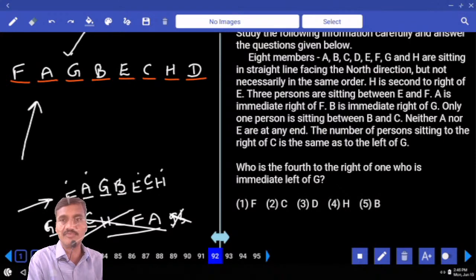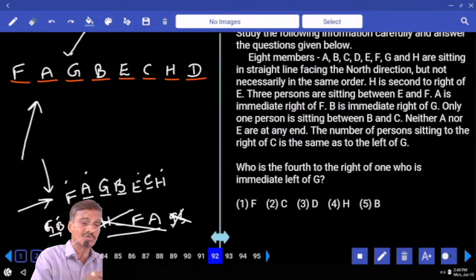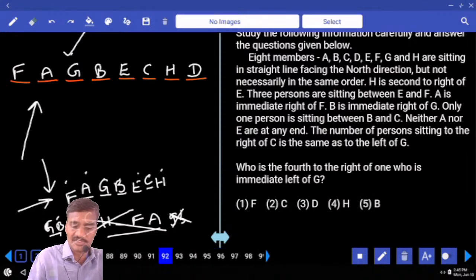Clear? If definite information is not given, this is how you need to work out these types of questions, by taking the possibilities here. Then who is fourth to the right of the one who is to the immediate left of G? G ki immediate left ఎవరు చెప్పండి? A ki fourth right 1, 2, 3, 4. C is the answer. Choice 2, question number 92.